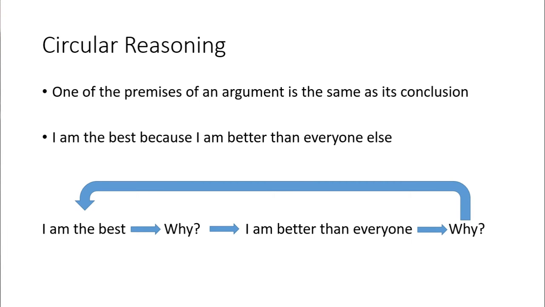And so to sort of visualize that, you can look at this diagram here. I am the best. Why? I'm better than everyone. Why? I'm the best. And it can go in a circle like that over and over again because the evidence for the claim, I am the best, is the same claim. I am the best. So this creates a circle, and that's where this logical fallacy gets its name.